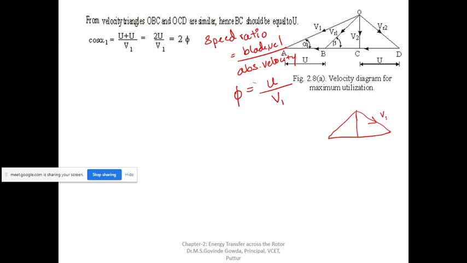VR2, this is V2, this is VR1, this is beta, and this will also be beta, let us say. So they are saying that OBC and OCD are similar. Can anybody say how we can prove that they are similar? Both are right angles to C. Okay, but what do you mean by similar?